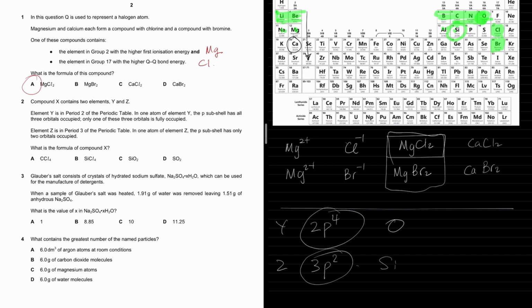So what kind of compound are we going to make with this? This is going to be SiO2. And so the answer here is going to be C.